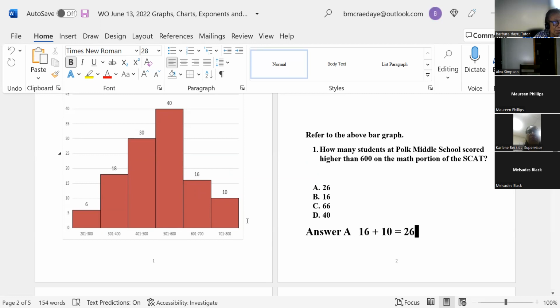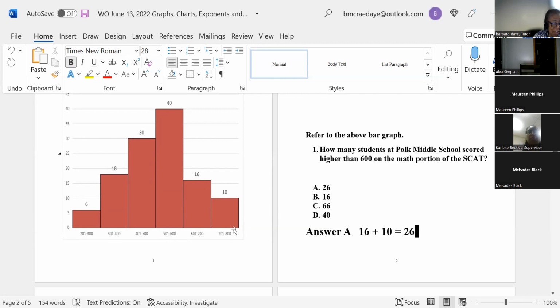30 and 18, that's 20, 30, 40. Is it 48? No, actually, you can't answer that. Remember, I said lower than 600. This range goes lower, up to 600, right? Yes, so lower. Okay, it would be 6. Now, you can't answer it because this has 600 in it.